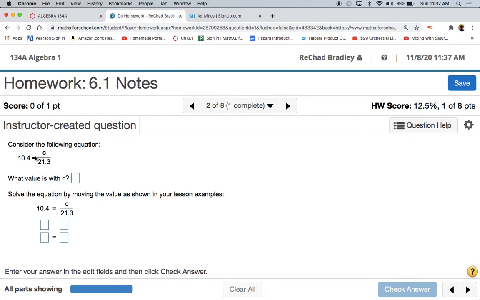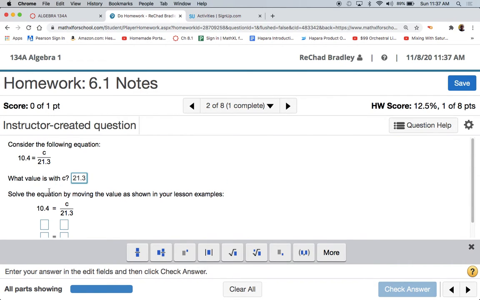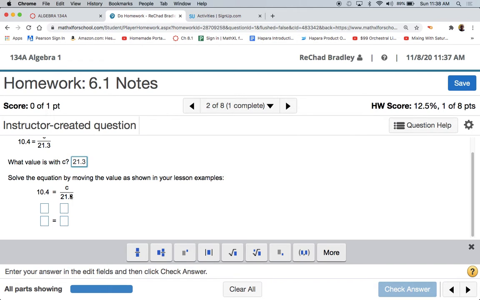Here, again, what value is with C? The value with C would be 21.3. Now we want to solve it, and we recognize this is C divided by 21.3, so what I want to do is multiply by 21.3. The reason I'm doing this on the computer is so you can see what you need to do. If you need to write a note on how to show multiplication, make sure you write that note. That is how I show times 21.3.